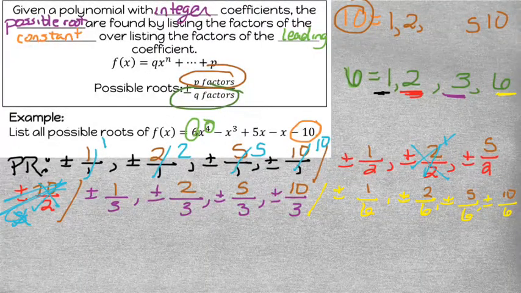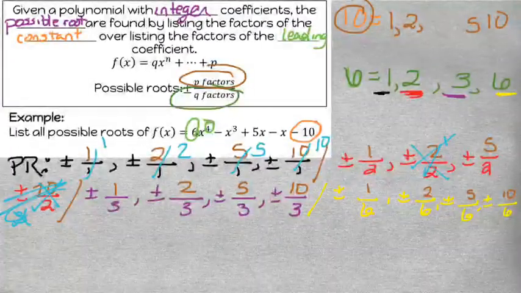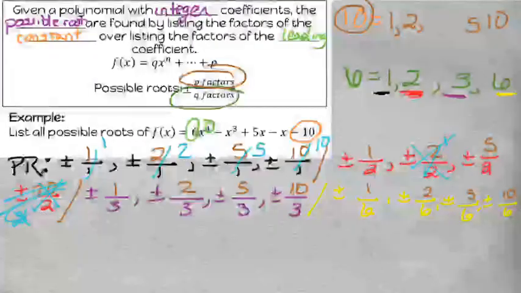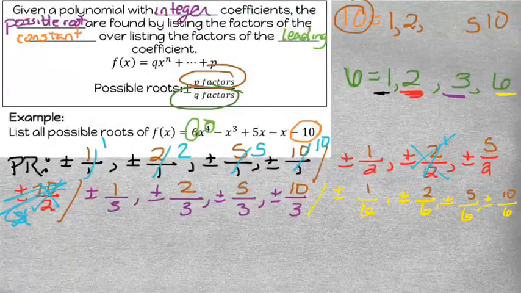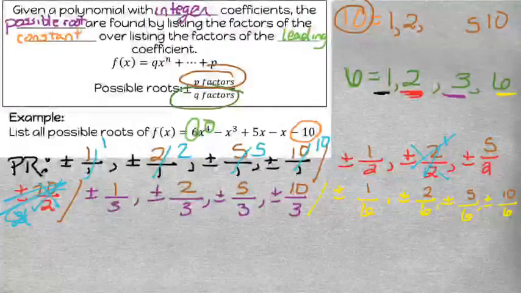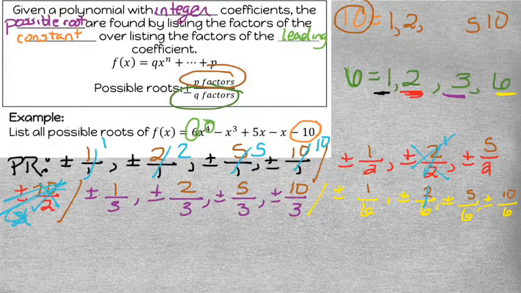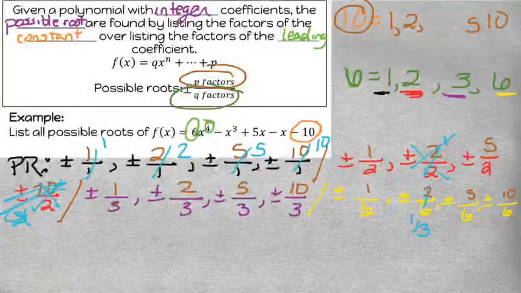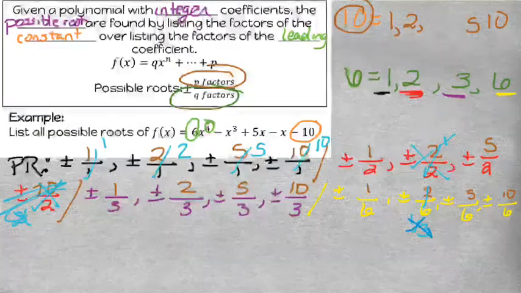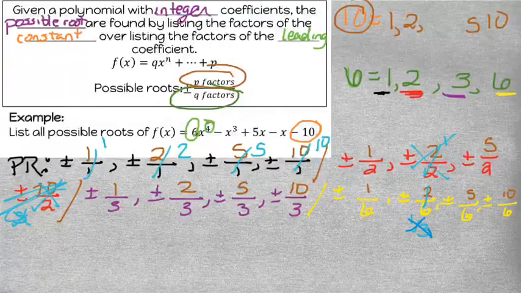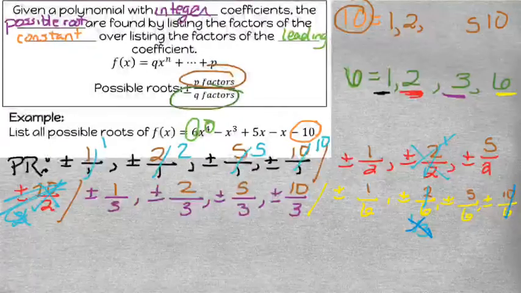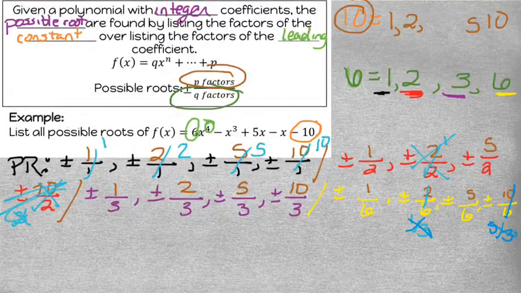2/3, that's the best reduced. 5/3, that's the best reduced. 10/3, that's the best reduced. Now let's go over to the denominator of 6. 1/6, this is the best way. We have 2/6, which is the same thing as 1/3. Well, I already have a 1/3, and so I don't need to write that again, so that one just gets marked out. 5/6, that's the smallest it goes. 10/6 is the same thing as 5/3, which I already have, so I do not need that one again.